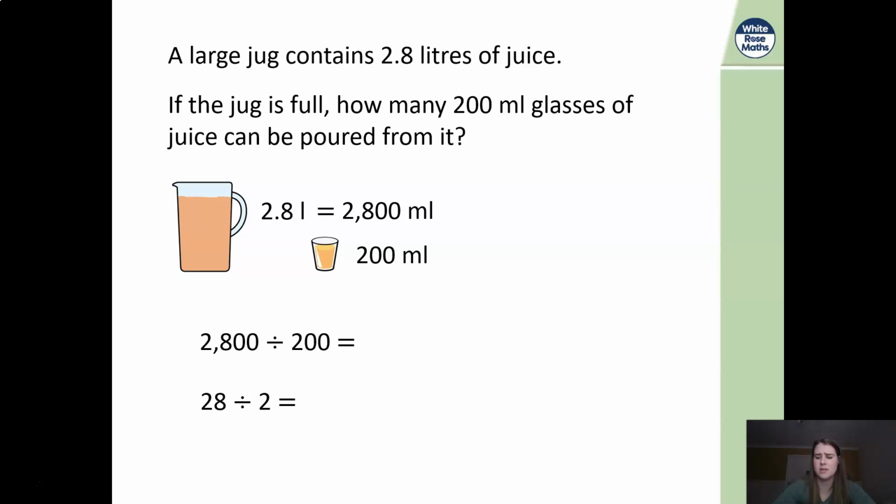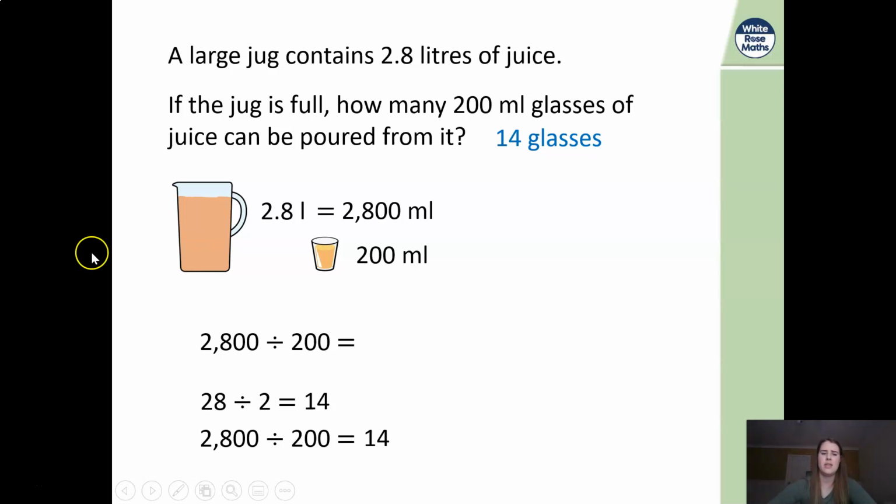Okay, so 28 divided by 2 is 14. Okay, so therefore 2,800 divided by 200, okay, is also going to be 14. Okay, because it's units, it's a larger amount. 14 lots of 200 is 2,800. So that tells me that in total I'm going to be able to pour 14 glasses of juice from 2.8 litres. Easy peasy. Okay, that there helps if you know your times tables knowledge.